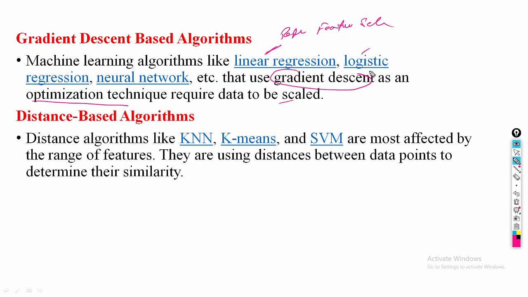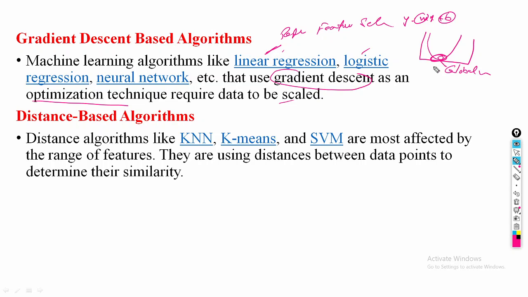Why? Because in linear regression, for example, y is equal to mx plus b. Here m and b are the coefficients of the linear regression. We have to find the coefficients with the help of the gradient descent algorithm. In this kind of scenario, this is the curve, and in this curve, this is the global minima.